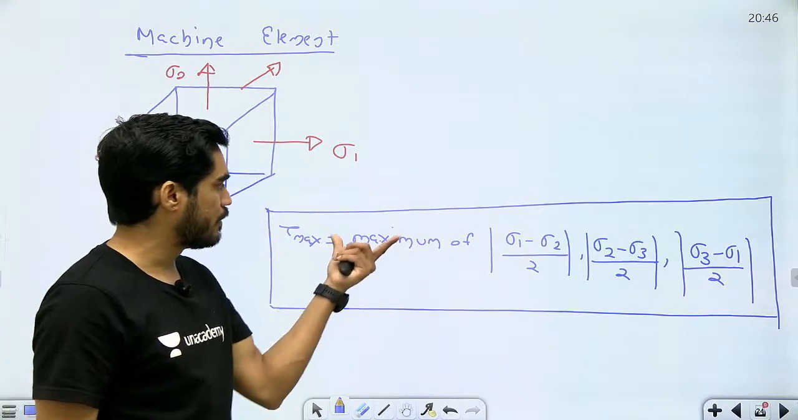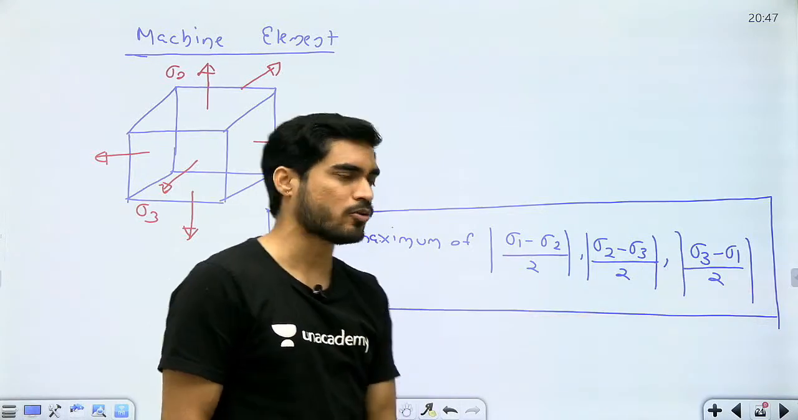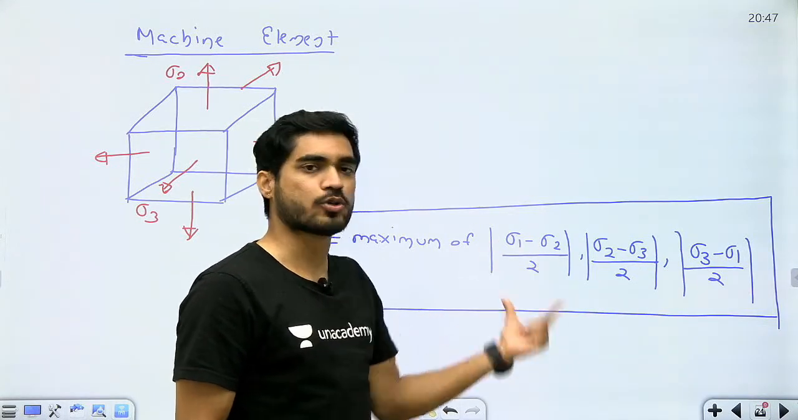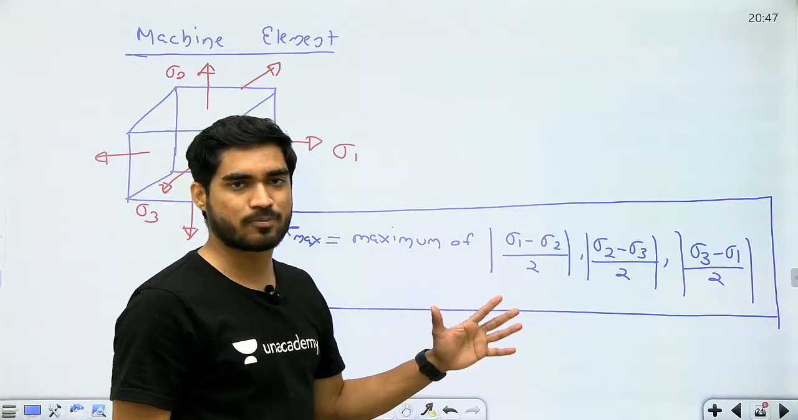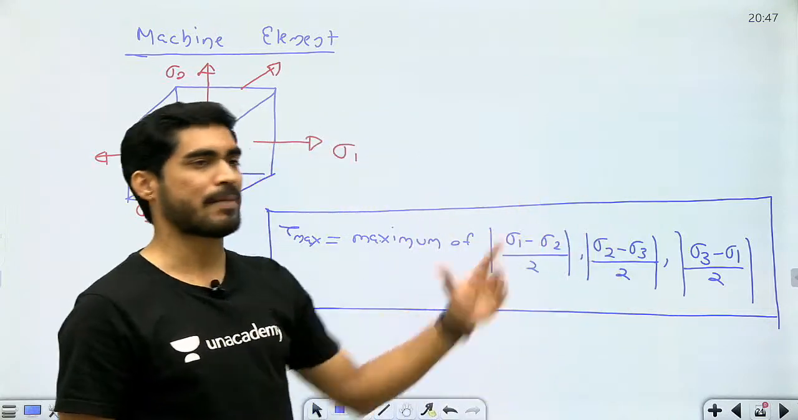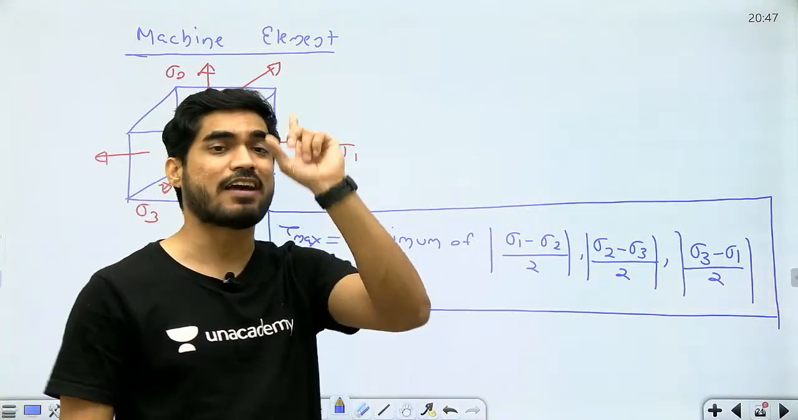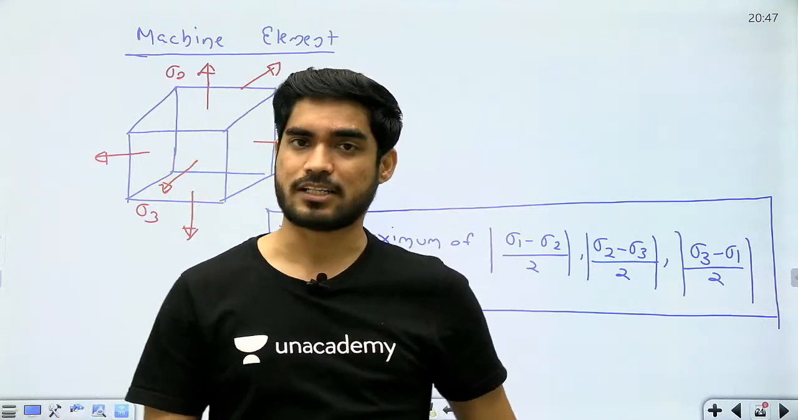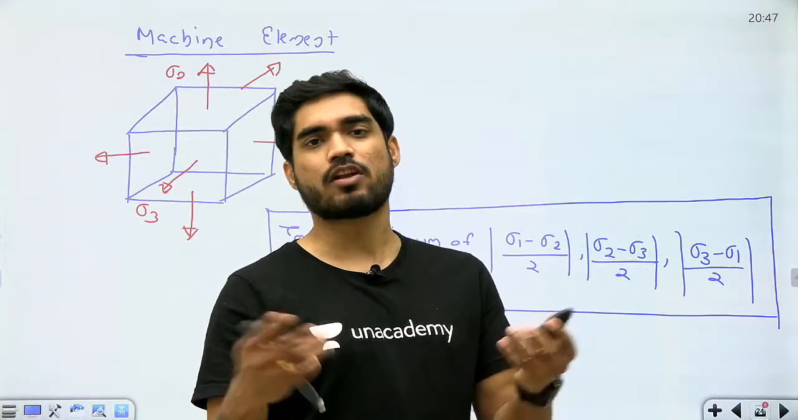So tau maximum will be maximum of (sigma 1 minus sigma 2)/2, (sigma 2 minus sigma 3)/2, (sigma 3 minus sigma 1)/2, and I am again using the absolute sign. Why? Because plus minus doesn't matter. यहाँ plus minus matter नहीं करेगा, आपको बस magnitude check करना है. You need to only check the magnitude. So this is how we get tau maximum. This also I have explained very clearly in strength of material. So I am again and again telling you, you need to know this concept, otherwise you will be confused.